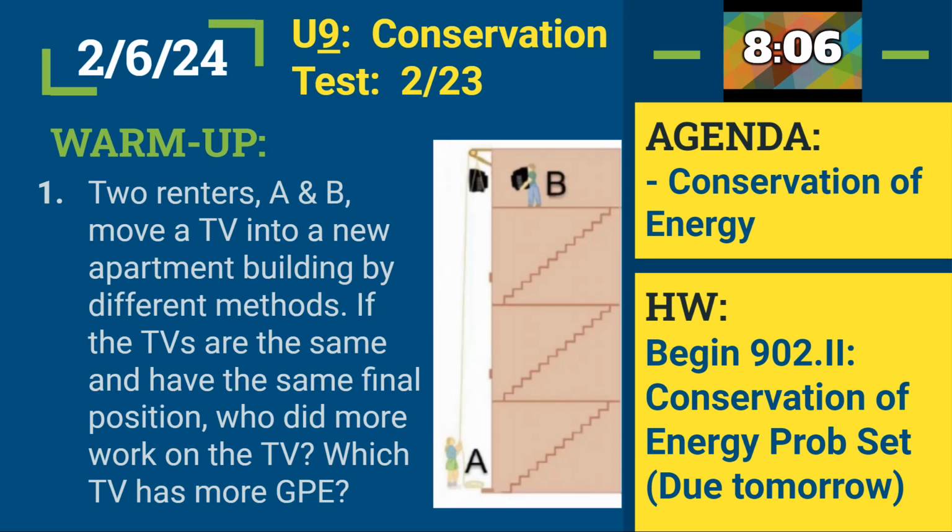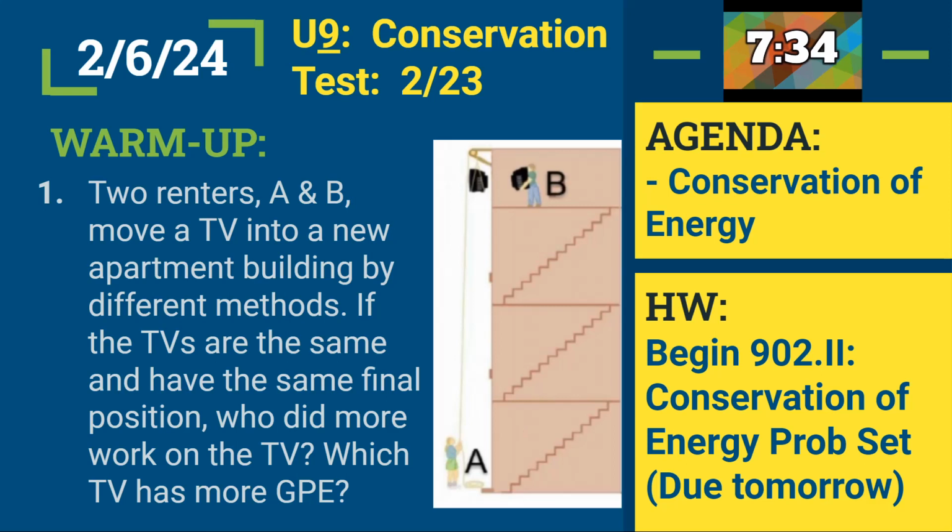It says, two renters, A and B, move a TV into a new apartment building by different methods. If the TVs are the same size and have the same final position, who did more work on the TV and which TV has more gravitational potential energy? So we're going to assume that both of these TVs started at the ground and both of them are now all the way up on this fourth floor. Okay, so given that information, who does more work on the television?